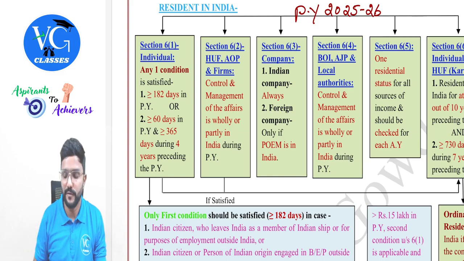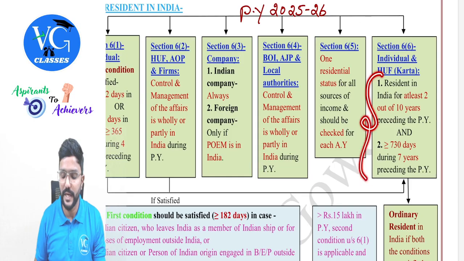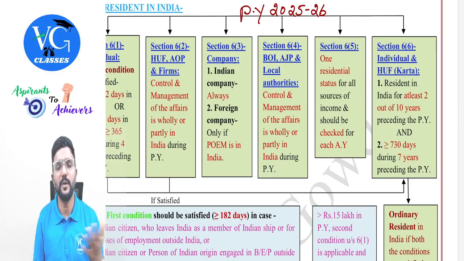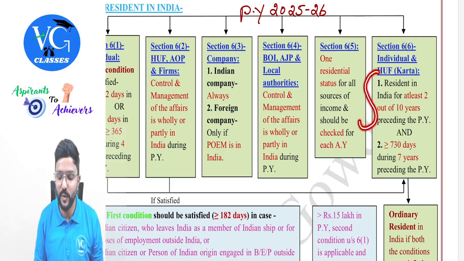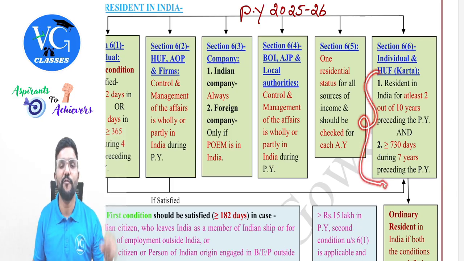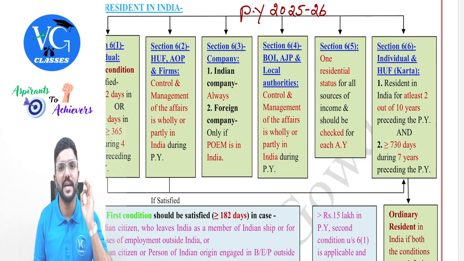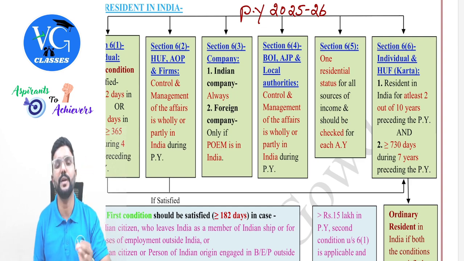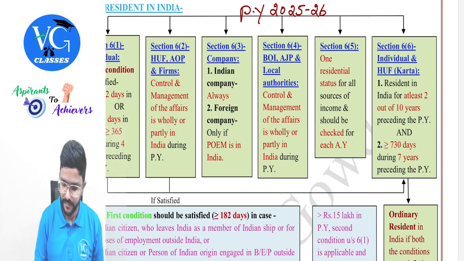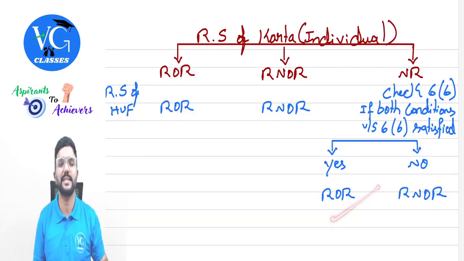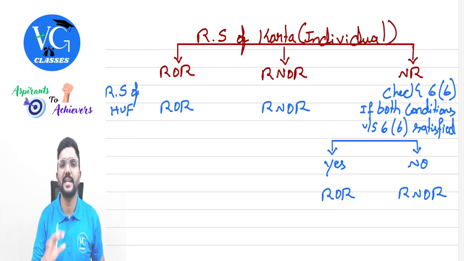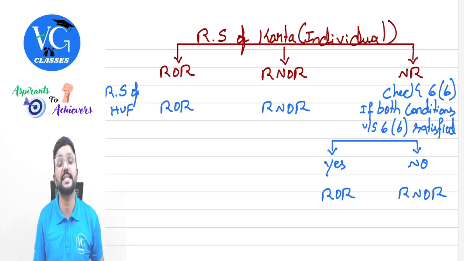Now for HUF, they will check if Karta satisfies both the conditions given under section 6.6, then HUF will be ordinary resident. I told that in the past, I was completely in India. So that means I would have satisfied both these conditions. So for HUF, Karta has satisfied both the conditions given under section 6.6. That means the residential status of HUF will be ordinary resident, guys. Is that clear? Yes, sir. This can be one rare case. Whereas if Karta has not satisfied both the conditions given under section 6.6, then we call it not ordinary resident.